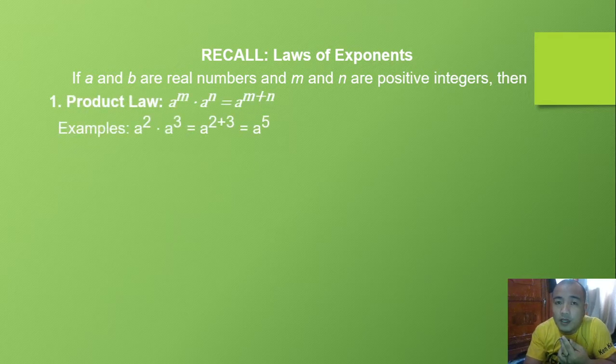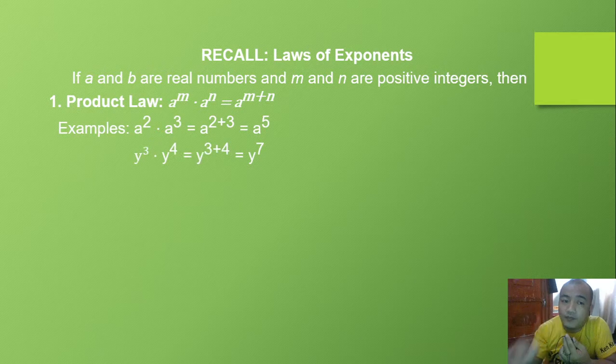when we multiply two powers with the same base, we just add the exponents. Example, a squared times a cubed is a to the fifth power. Add the exponents and keep the base. Another, y cubed times y to the fourth is y to the seventh power.